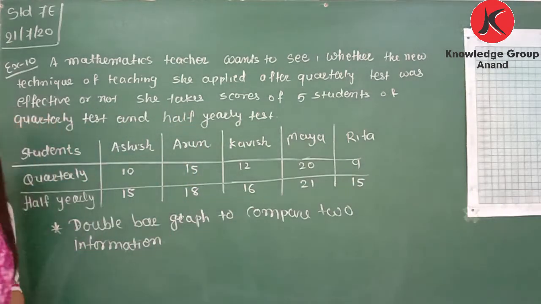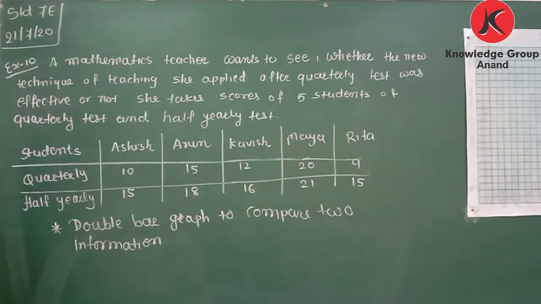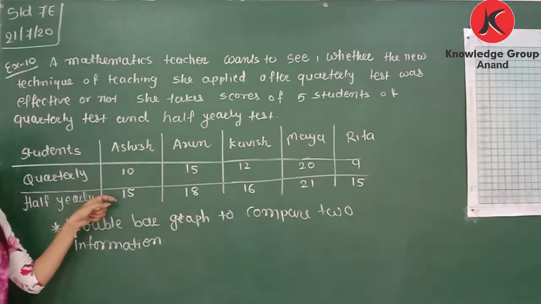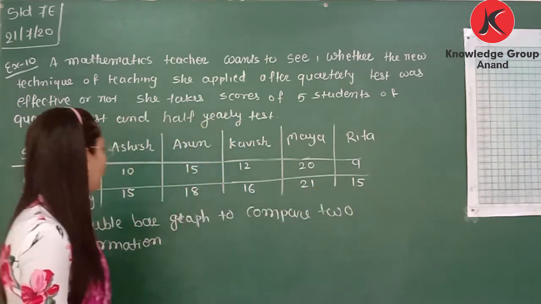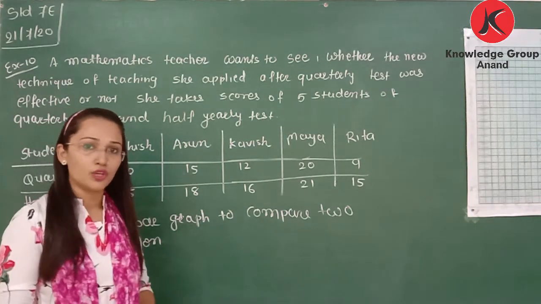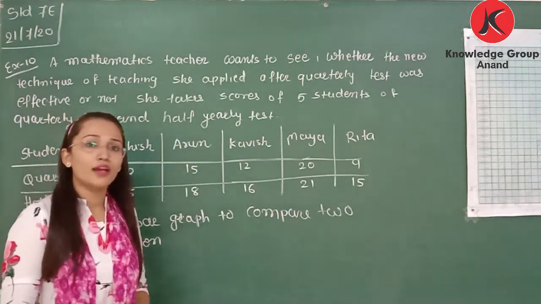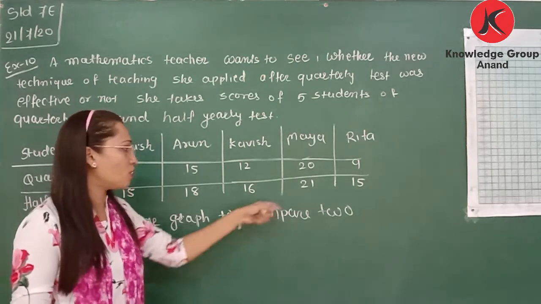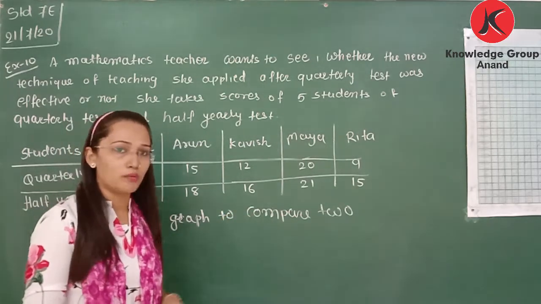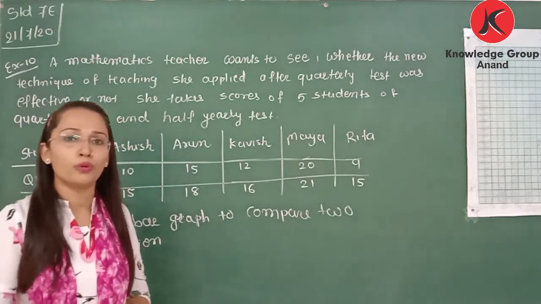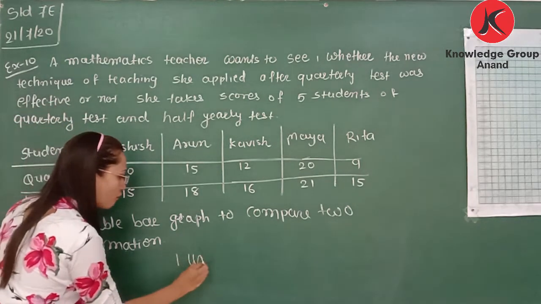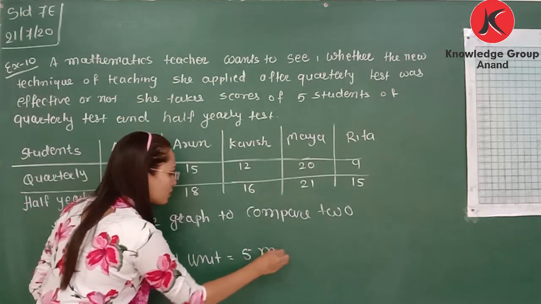So first of all, what we need to do? Here we need to select the scale. So for that, what is the lowest marks from all of this? You can see the lowest marks is 9 and highest marks is 21. It means we need to represent data from 9 to 21. So we can select the scale, 1 unit is equal to 5. That will be easy because it is easy to draw numbers from 0 to 30 on a bar graph if we take a scale of 5. So let's take 1 unit is equal to 5 marks.